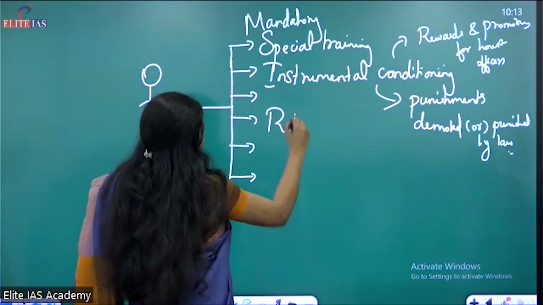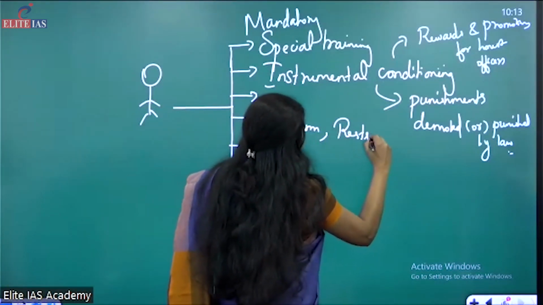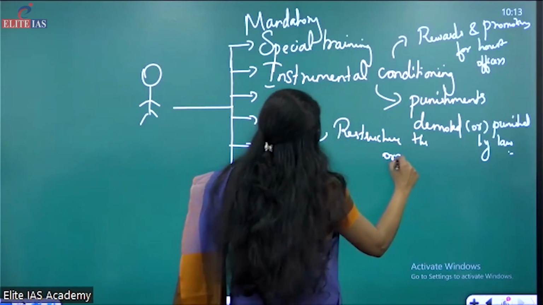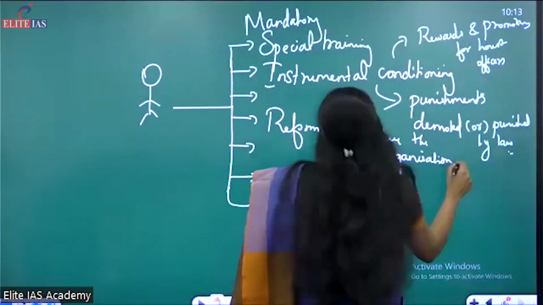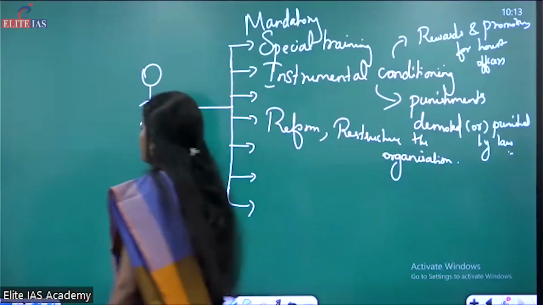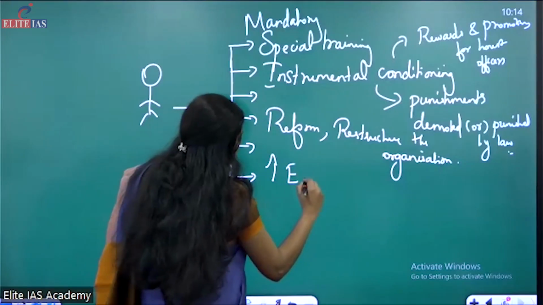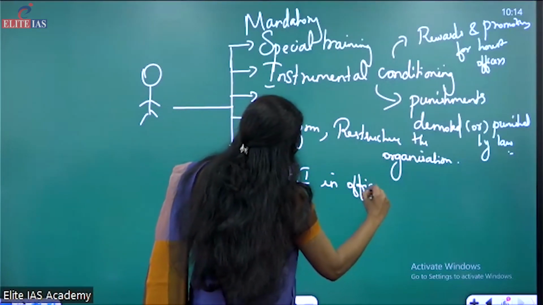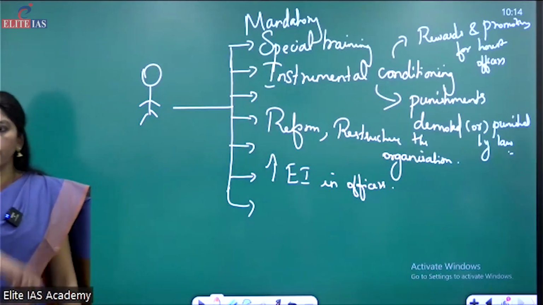Reform and restructure the organization itself. The organizational structure has to be reformed and restructured. That is important. Then develop emotional intelligence in officers. This will change the mentality of the people from negative to positive. Emotional intelligence training.